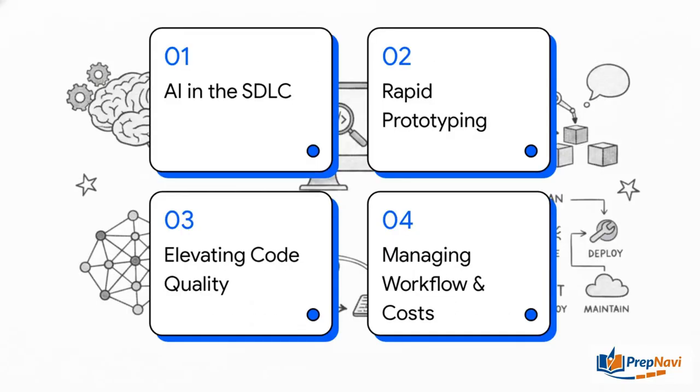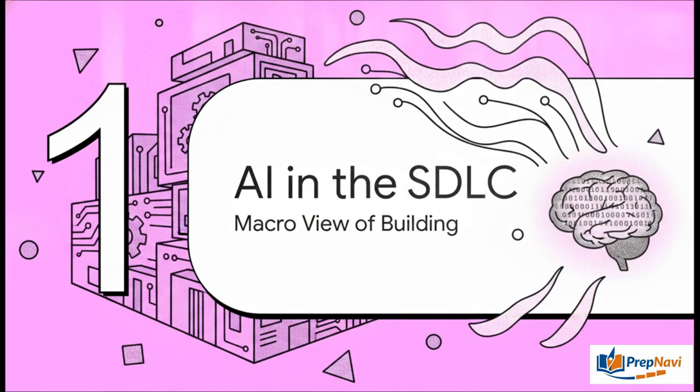So here is our roadmap for the explainer. We'll cover AI in the SDLC, rapid prototyping and generation, elevating code quality, and finally, managing workflow and costs. Basically, we're tracking the life of a piece of code from a simple idea all the way to a sustainable deployment. All right, let's jump right in.